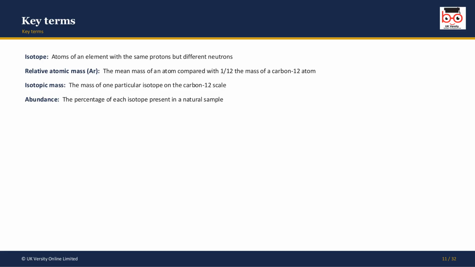Time for a few more terms. An isotope, as we've seen, is an atom with the same protons but a different number of neutrons. Relative atomic mass, written AR, is the mean mass of an atom compared with 1/12 the mass of a carbon-12 atom. The isotopic mass is the mass of one particular isotope on that same scale, and abundance is the percentage of each isotope you find in a natural sample.